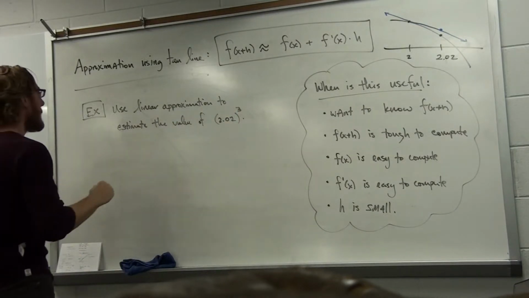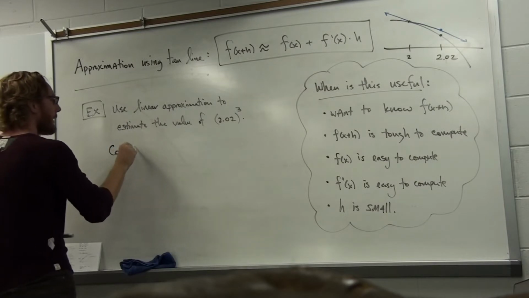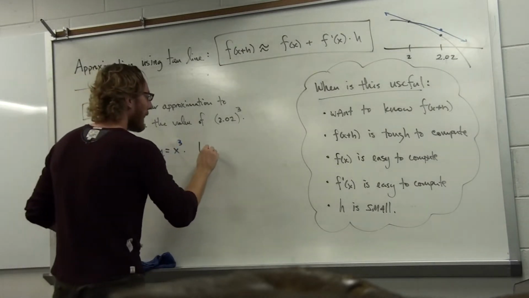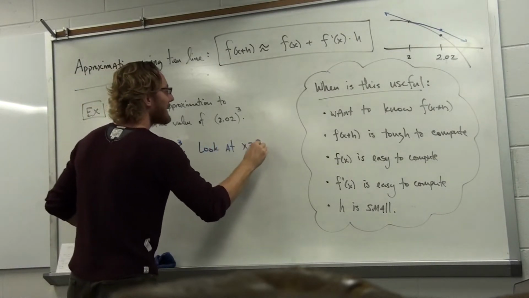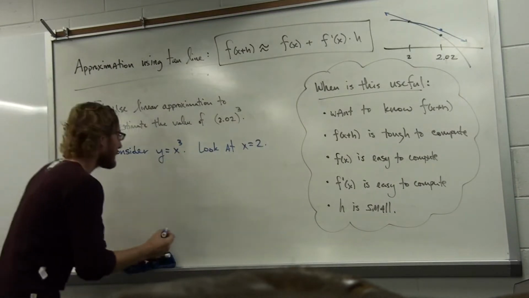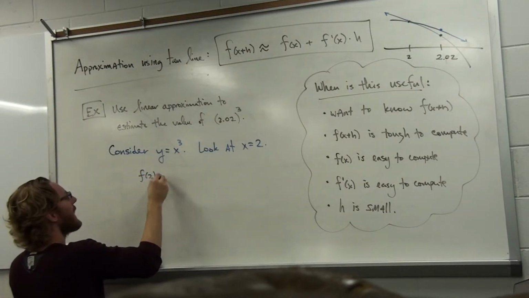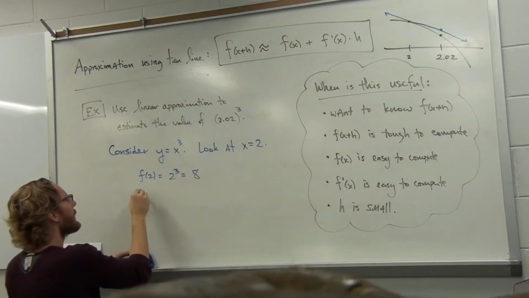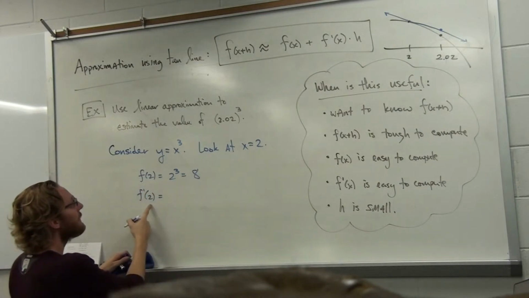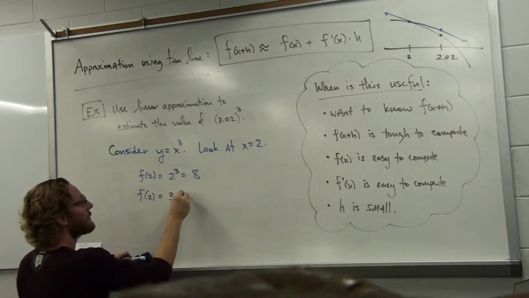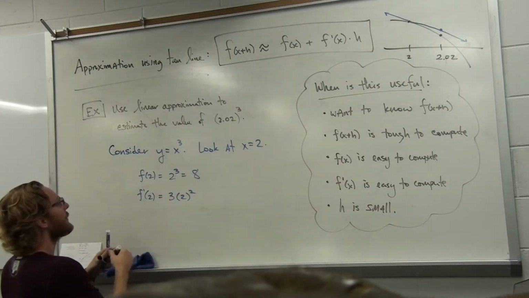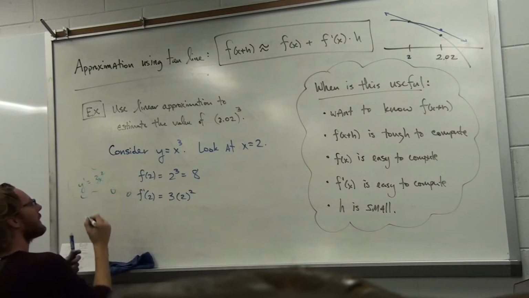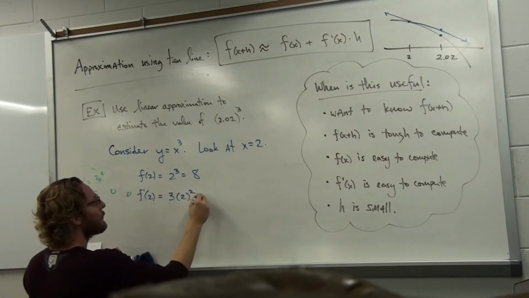So here's what we're going to do. We're going to consider the function y equals x cubed. And we are going to look at x equals 2 because we know what the function value at 2 is. That's just 2 cubed, which is 8. And we know what the derivative value at 2 is. The derivative value at 2 is just 3 times 2 squared. Because we know the derivative would just be 3x squared. But 3 times 2 squared is 12.